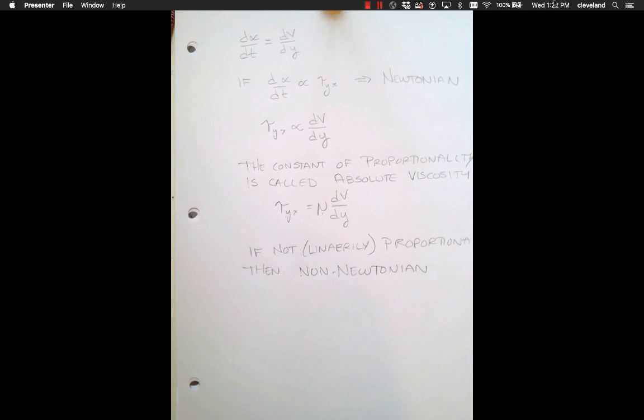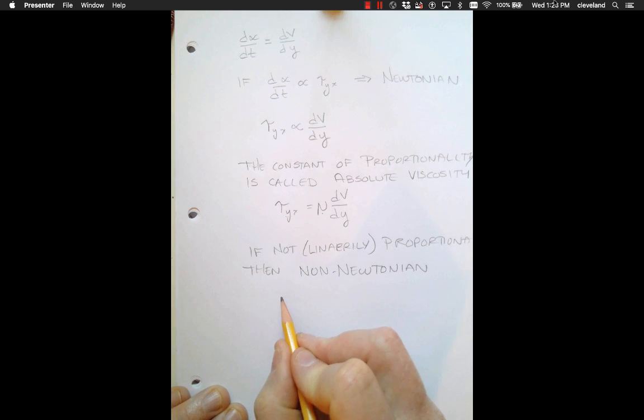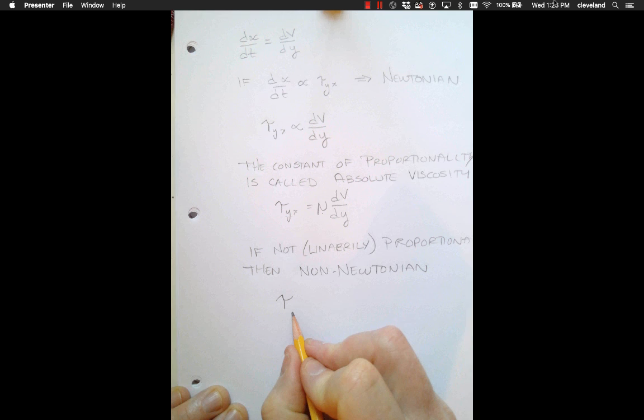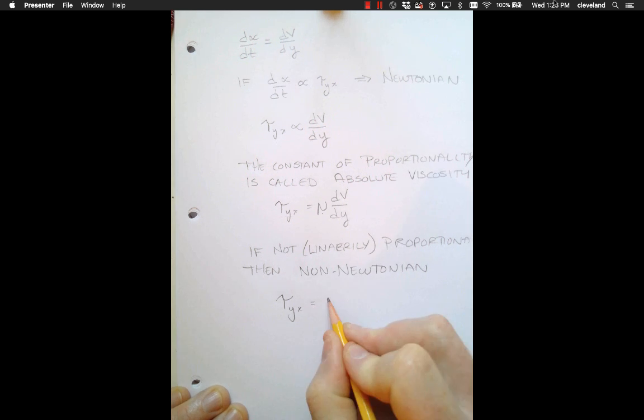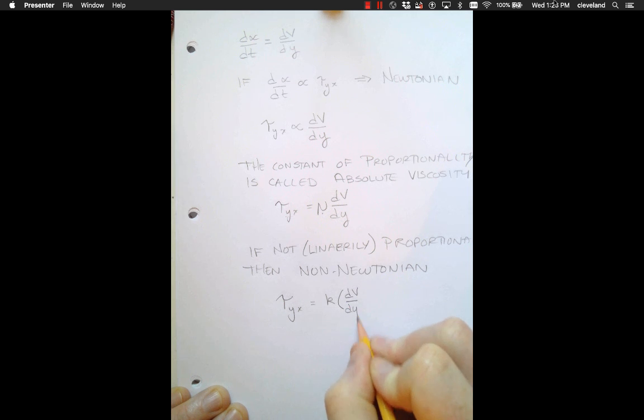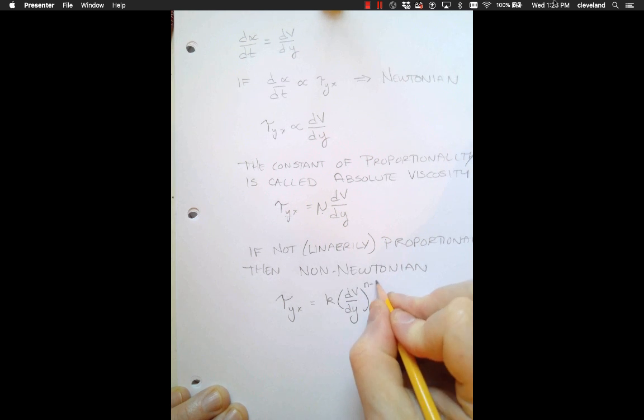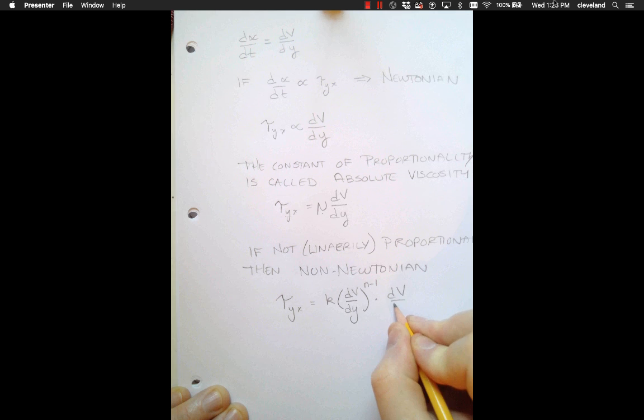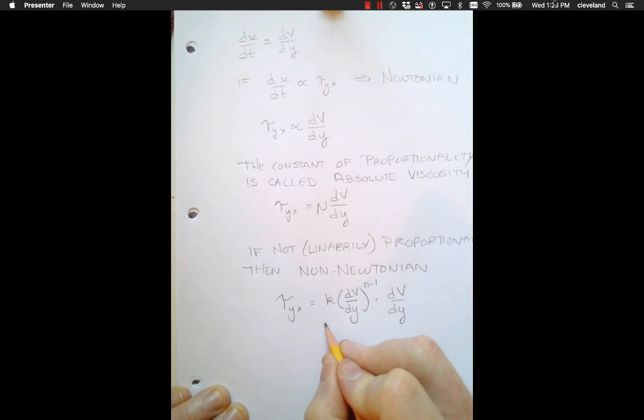There's also shear thickening fluids. I can't think of an example off the top of my head, but both those types of situations can be engineered into fluids. Often, power law models apply, where there's some constant times dV dy raised to some power n minus 1 times dV dy. And this group of terms here is called the apparent viscosity.